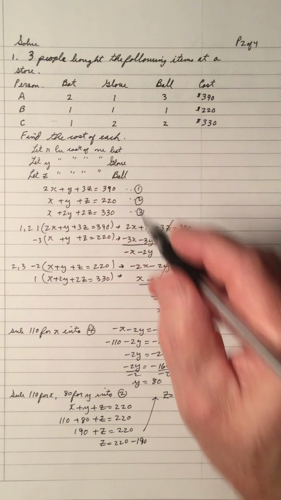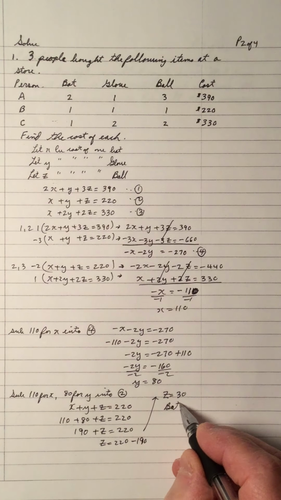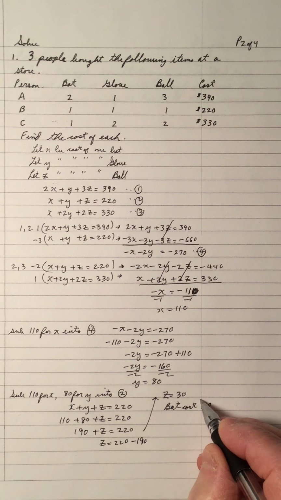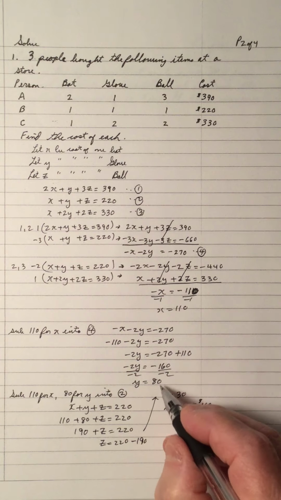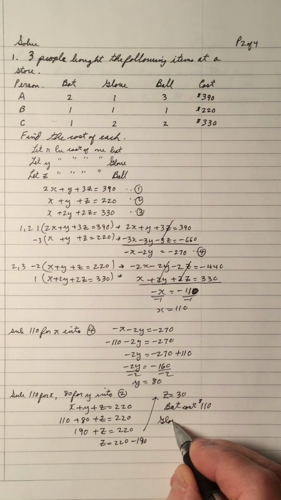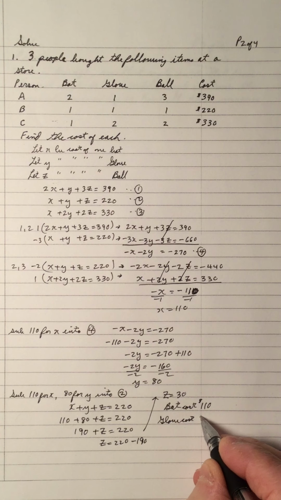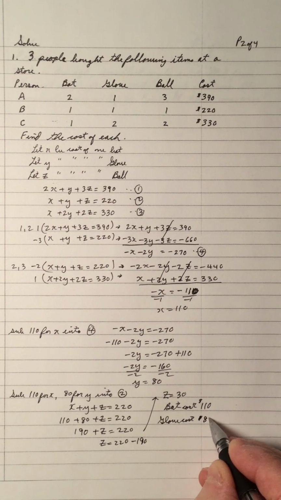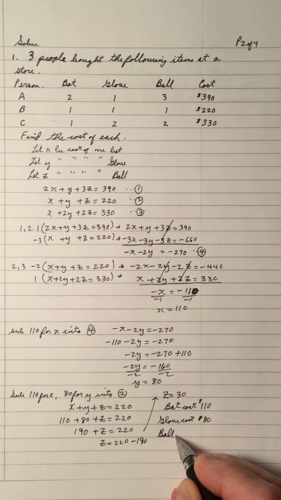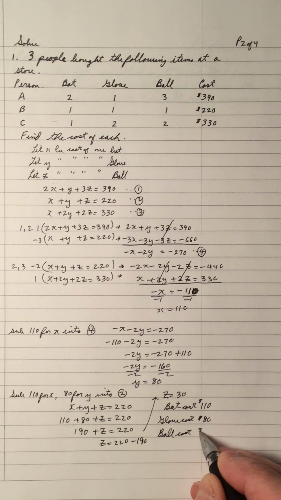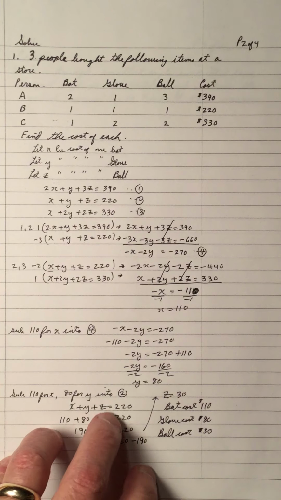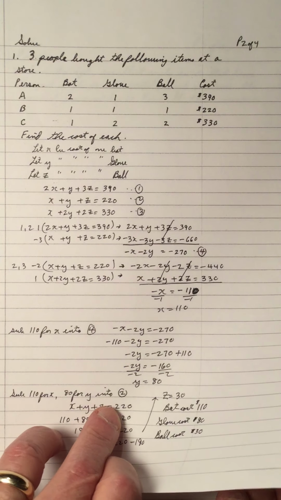So x is the cost of a bat. So a bat costs $110. And y is, to make sure, y is the glove. So a glove costs $80. And a ball, one ball, costs $30. And we've worked them all out. Again, 3 variable word problems.